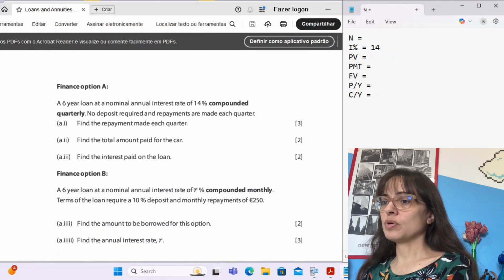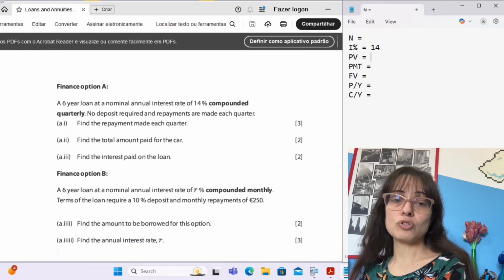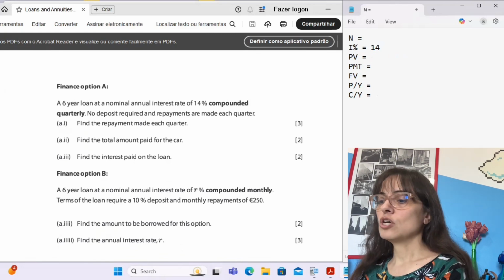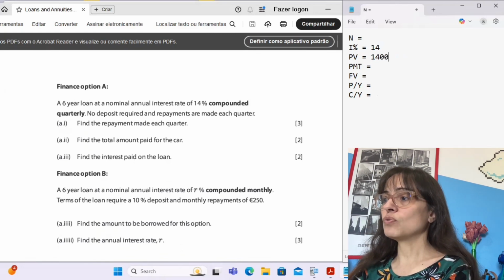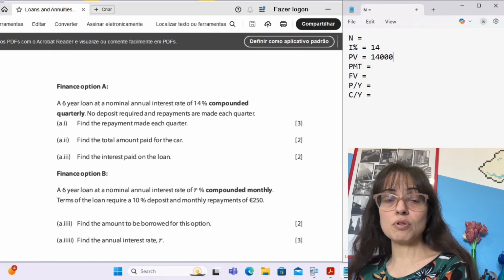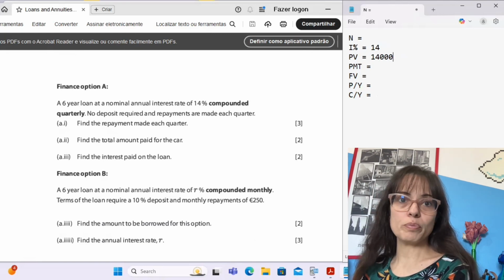No deposit required. That means that he's going to finance the full amount of the car. He's not going to take any money out of his own pocket towards those 14,000. So the PV is 14,000, which is how much money he is taking out as a loan. This is a positive number because it is coming from the bank to him. The bank is giving him the money at that moment.